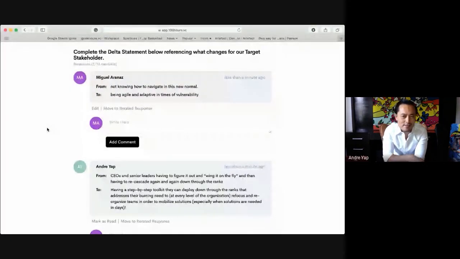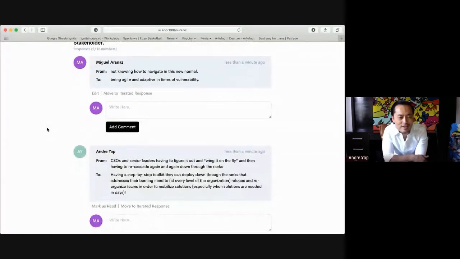In my case, as you can see, I entered this less than a minute ago, from CEOs and senior leaders having to figure it out and wing it on the fly. I mean, let's admit it, a lot of us are doing this. I am doing this. From leaders having to figure it out and wing it on the fly, and then having to recascade again and again down through the ranks, to having a step-by-step toolkit that they can deploy down through the ranks that addresses the burning need at every level of the organization to refocus, to reorganize the teams in order to mobilize solutions, especially when solutions are needed in days.